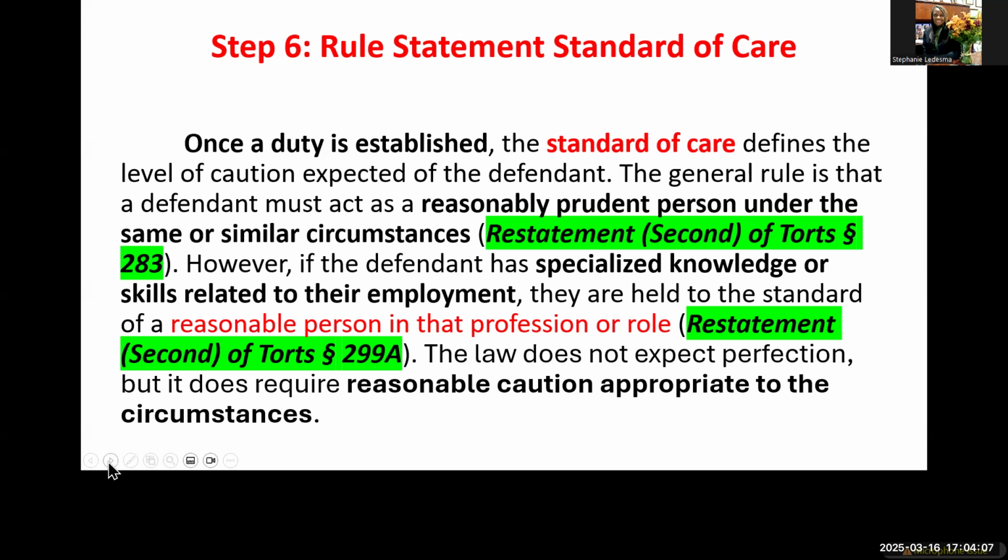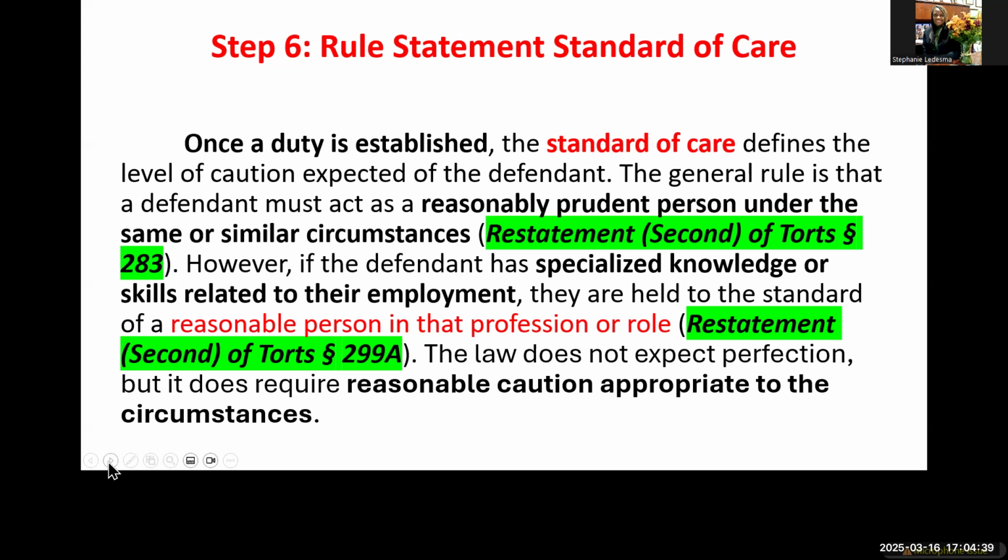However, if the defendant has specialized knowledge or skills, remember, one of the reasons why you wouldn't use the standard of a reasonable person is if the defendant you're working with has specialized skills or training. Remember, that's 299A if they're a professional. The law does not expect perfection, but it does require reasonable caution appropriate to the circumstances.